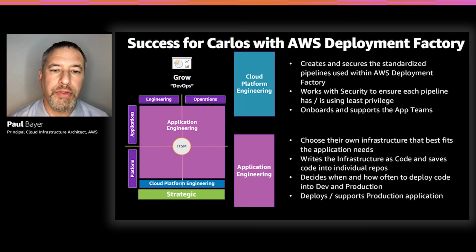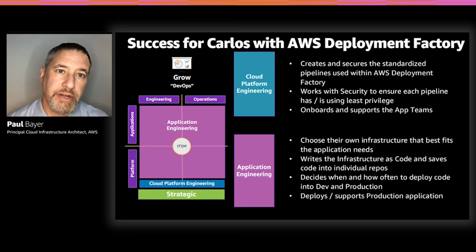And finally, with the third environment, Carlos, we look at this a little bit differently. The platform engineering team would create and secure standardized pipelines and embed their own compliance as code or infrastructure as code checking into those pipelines. They're only going to enable those pipelines to do that which they are already allowed to do. So least privilege is honored here.